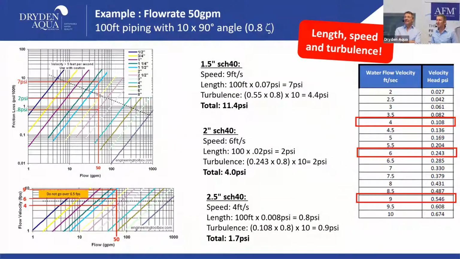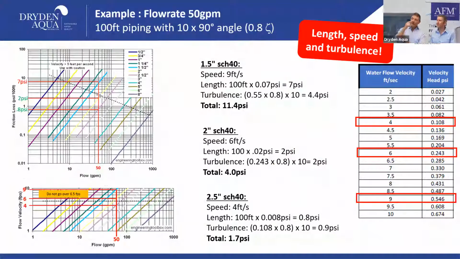Same story for the 2-inch. We pull the information from here. So we have 2 psi and we have 6 feet per second, which is this. We can calculate the total length that we have here. So we're losing 2 psi from the pipe resistance, from the fittings. Same here. We have now a different length. So we take this resistance times the same coefficient times 10, 2 psi, total 4.